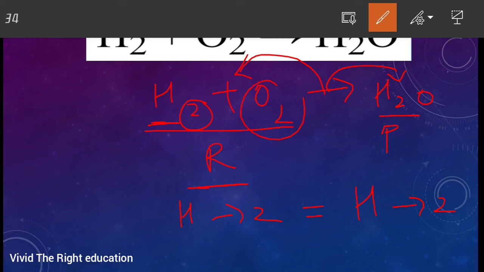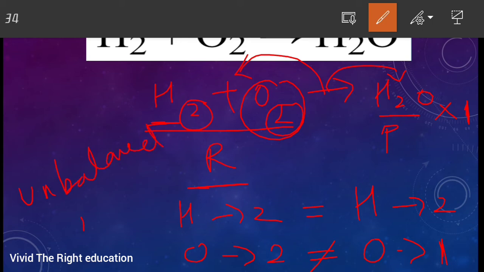Correct? We'll write the next one, oxygen. How many oxygens do we have? 2 oxygens. On the product side also we write the oxygen. How many oxygens do we have? Just look here guys, there is nothing here. If there is nothing, we have to consider it as a 1. So it clearly says that there is only 1 oxygen. Okay, so is it equal? It is not equal, right? So now the thing is, unbalanced equation. You got to know why I called it an unbalanced equation, because hydrogen is equal but oxygen is not equal. Correct? So that's why I mentioned it as an unbalanced equation.